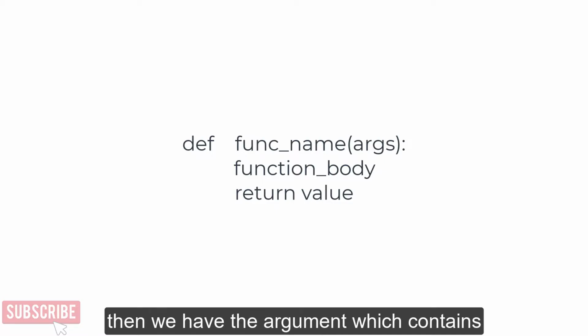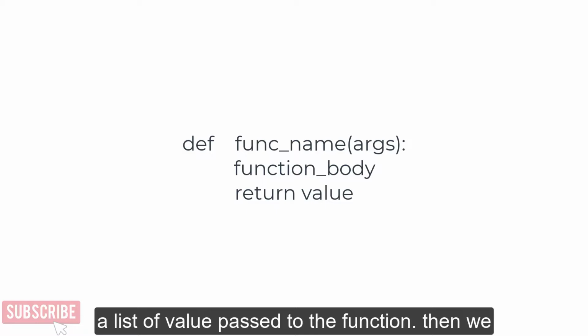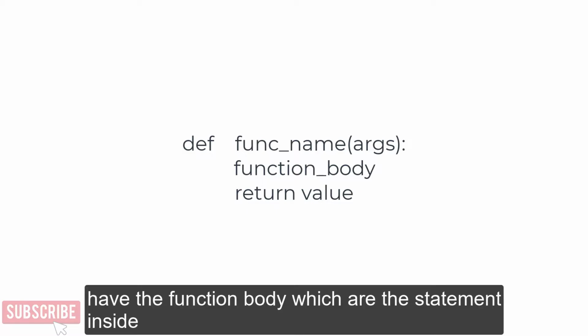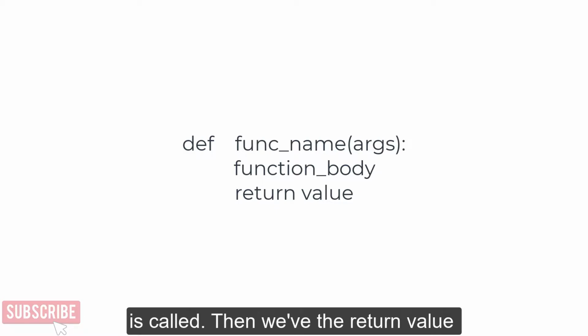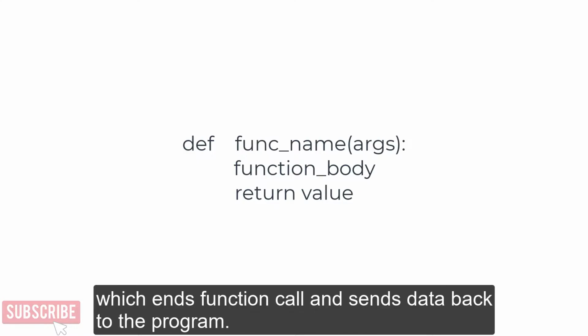Then we have the argument, which contains a list of values passed to the function. Then we have the function body, which are the statements inside the function. It is executed each time the function is called. Then we have the return value, which ends the function call and sends data back to the program.